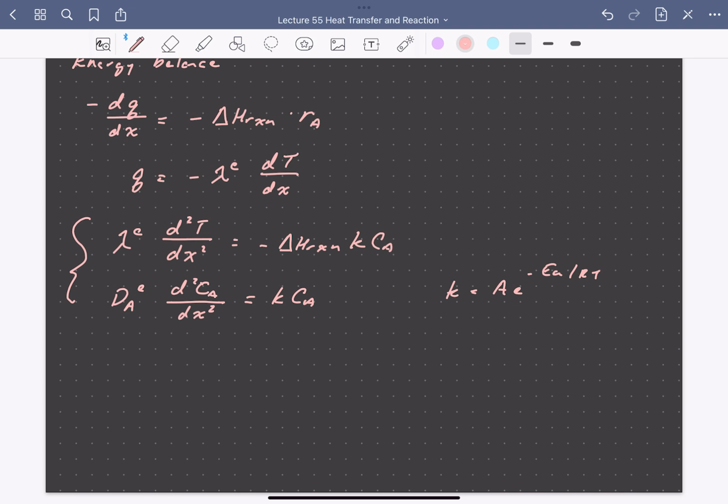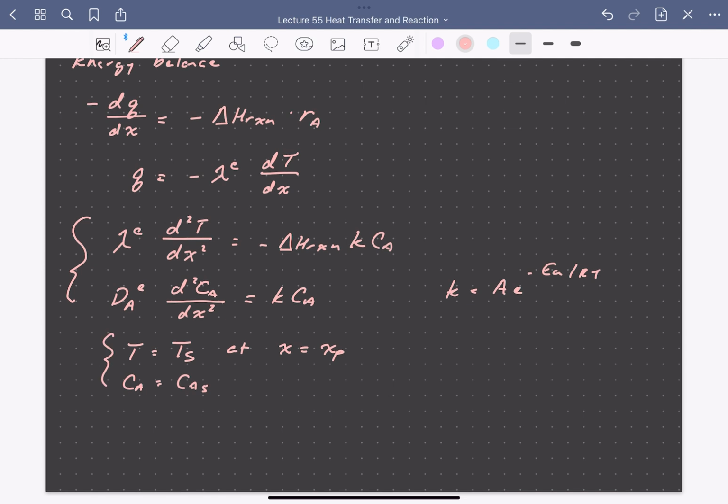The differential equations will be subject to the following boundary conditions, so we can write that the temperature is going to be equal to the surface temperature at x equals x_p, so this is at the edge of our slab, and at that position our concentration is going to be equal to the surface concentration. The second set of boundary conditions are symmetry boundary conditions. So for this geometry, the temperature and concentration gradients must fall to 0 at the center of our slab.